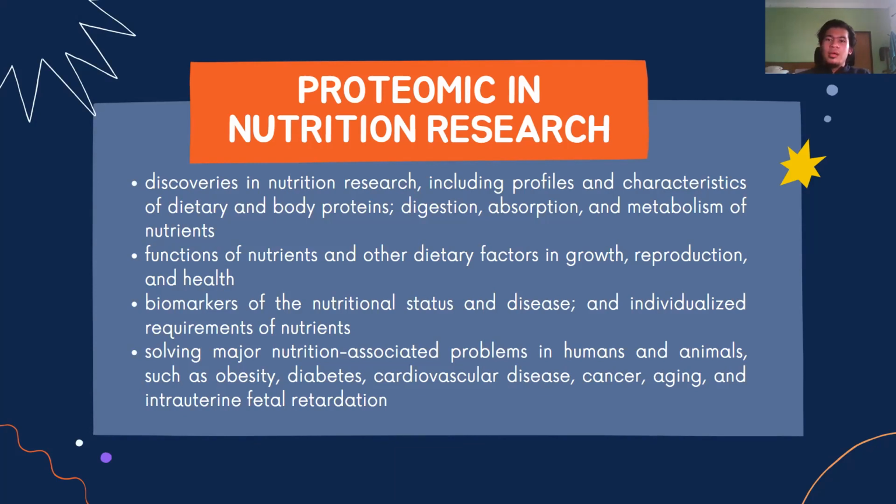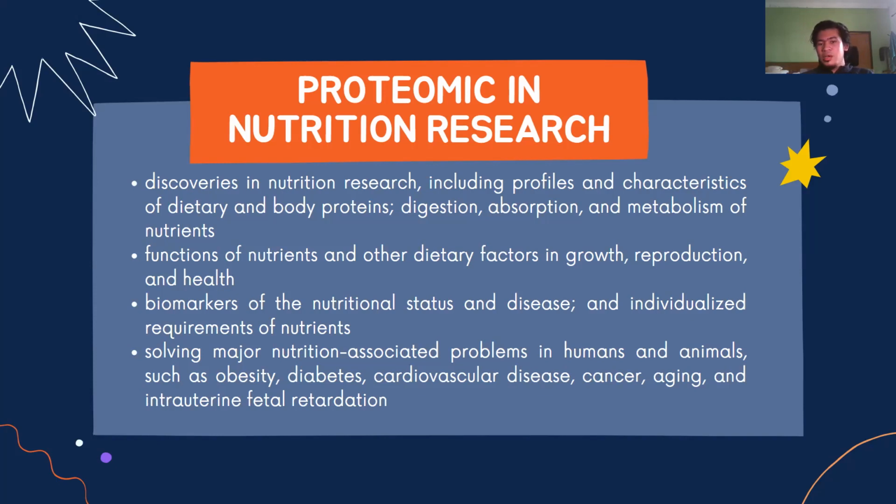So from that, you can come up with ideas for a healthy lifestyle. Like I said, it will include profiles and characteristics of dietary and body protein. So with molecular level information, you can make a healthier lifestyle based on scientific info. Other than that is the function of nutrients and other dietary factors in growth, reproduction, and health. So, like I said, if you have the molecular information, your dietary specificity will be better.